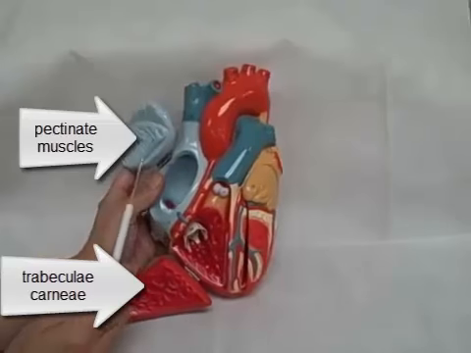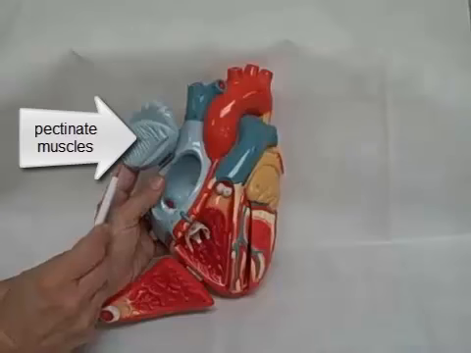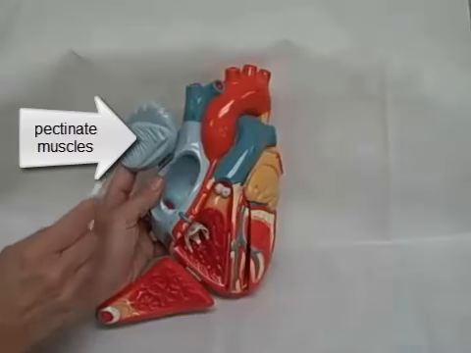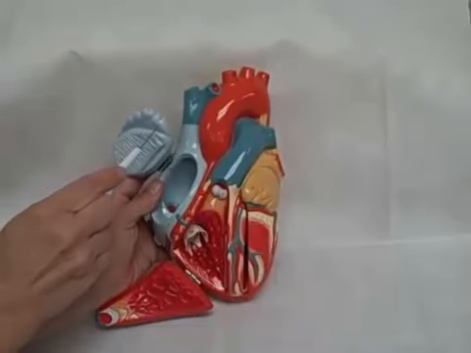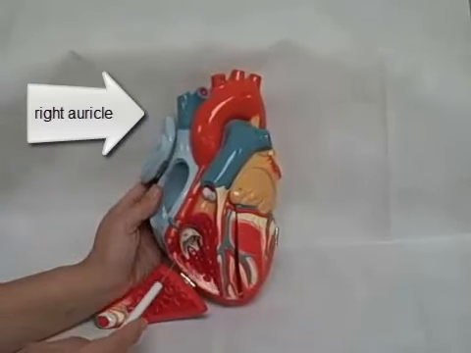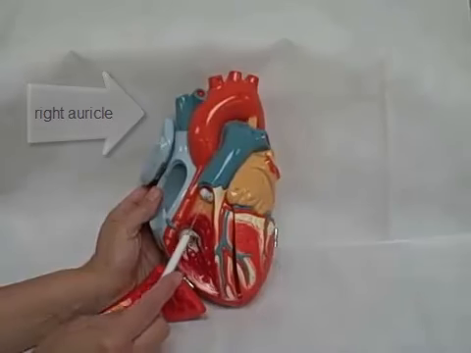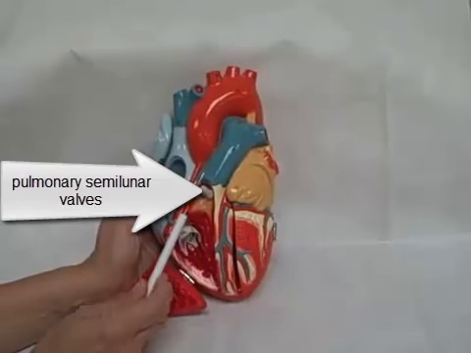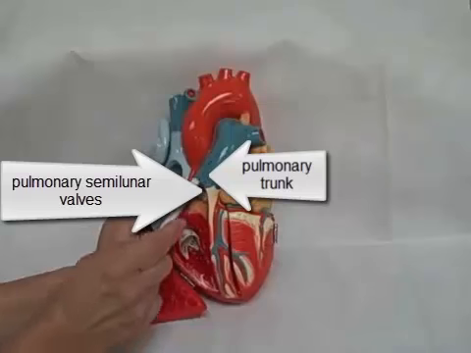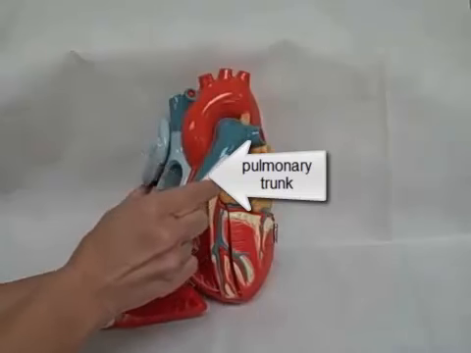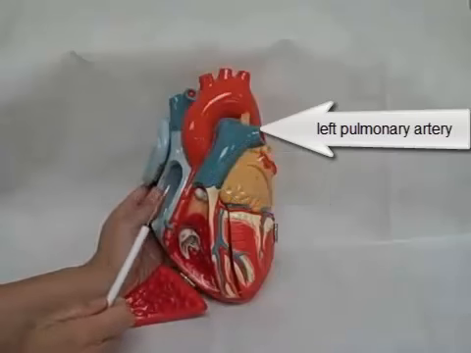In the atrium we find similar ridges also, but these are called pectinate muscles. These are smaller ridges, and we can see the auricle again here on the side, also from the inside of the right atrium. Now the blood would leave the right ventricle through the semilunar valve, specifically the pulmonary semilunar valve, because it will enter the pulmonary circuit via the pulmonary trunk, which splits very quickly here into the left and right pulmonary artery.